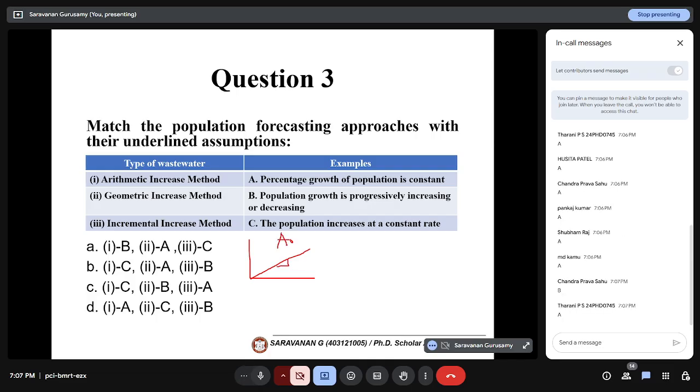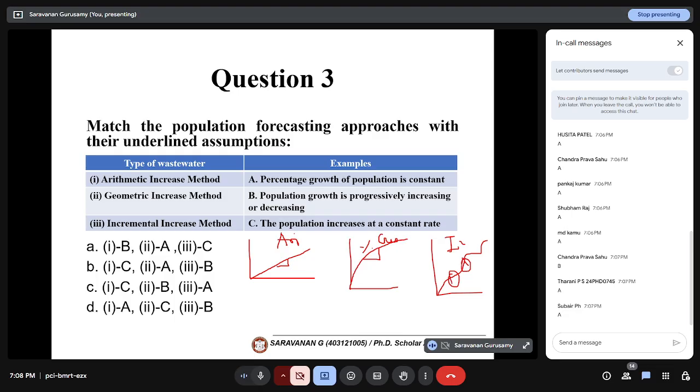That is called arithmetic. In geometric, the population is increasing in an exponential way, so the percentage growth is constant. What is an incremental increase? The increase may be increasing or decreasing. There is a decrease in the increase, or an increase in the increase. Anyway the population is going to increase, but the rate may increase or decrease. That is called incremental increase. That's why we also consider the subtraction or addition in the increase. That is the third column, right? So arithmetic increase method is population increasing at a constant rate. Geometric increase method, the percentage growth is constant, so A. Incremental increase, population growth may be increasing or decreasing, so B. So C, A, B.